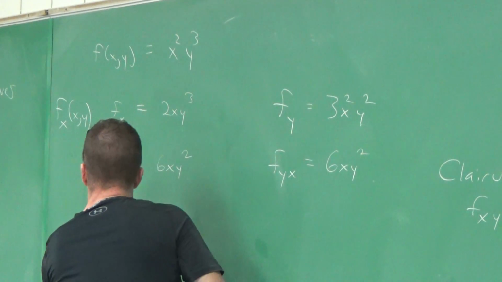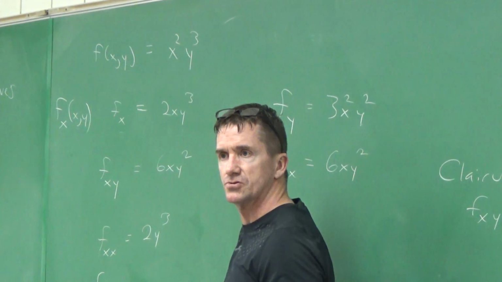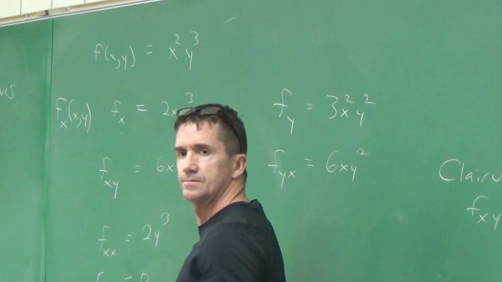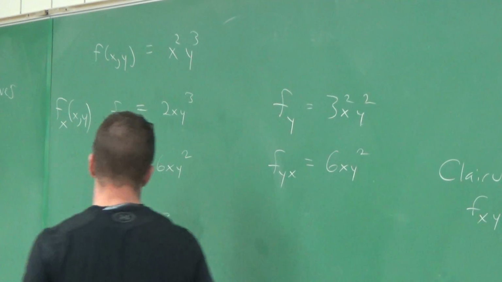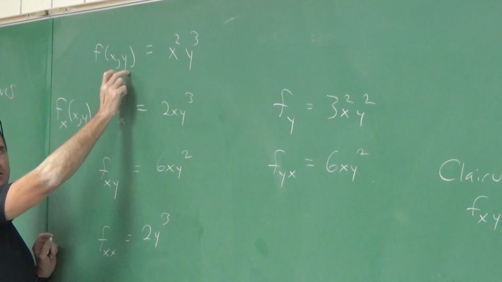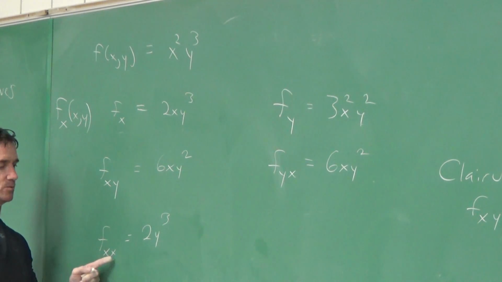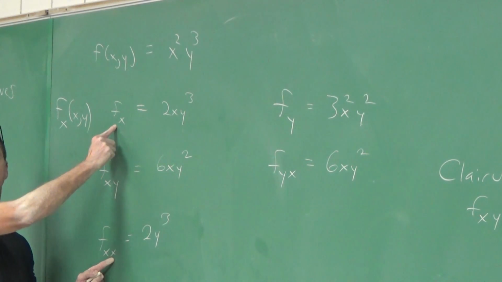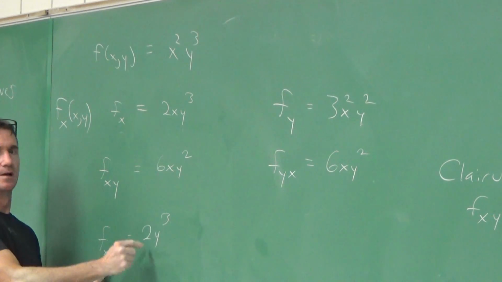2y cubed. You want to do fxxx, or three x's? The third partial derivative? 0. When you're doing fxxx, you're considering it from the second one. That's right. So I'm going to start here first. This came from here, right? To do this, I have to take the derivative of this expression partially with respect to x. They call it a second partial derivative. We differentiate that with respect to x, and we just got the 2y cubed.